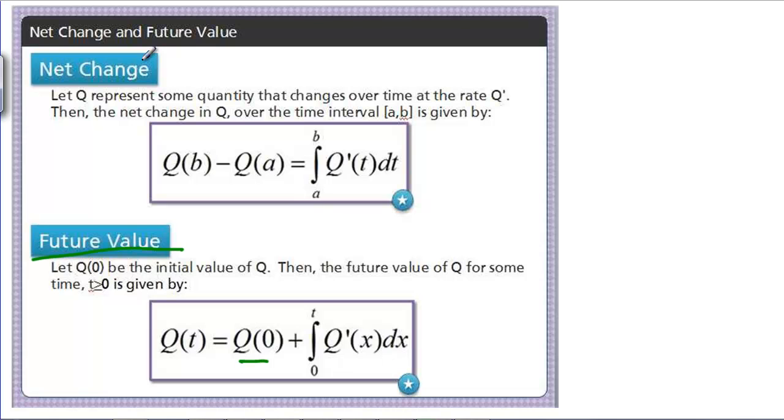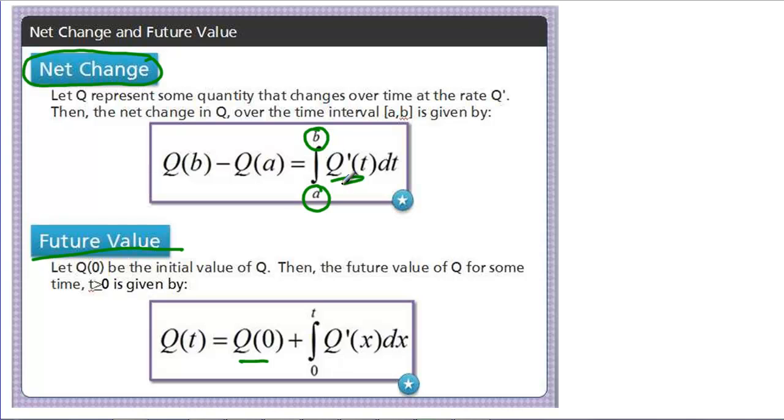And the net change of that same quantity is the definite integral from a to b of the rate of change of that quantity. So that's kind of like net area or displacement. It tells you how far the quantity has changed from one time to another without paying attention to what it's doing in between.